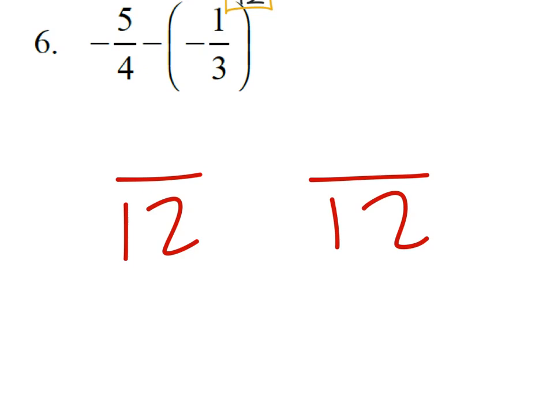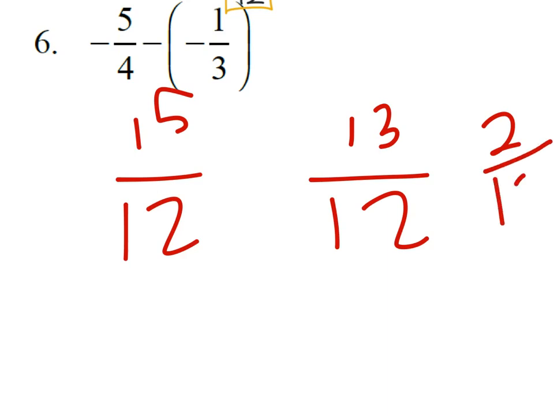Okay, I found the common denominator, 12. And then this was times by 3, so I went 15. And then I went 4 times 3, which is 12, so it's 13. And that's 2. Good job explaining. That was good. 2 over 12, and I simplified it to 1/6.